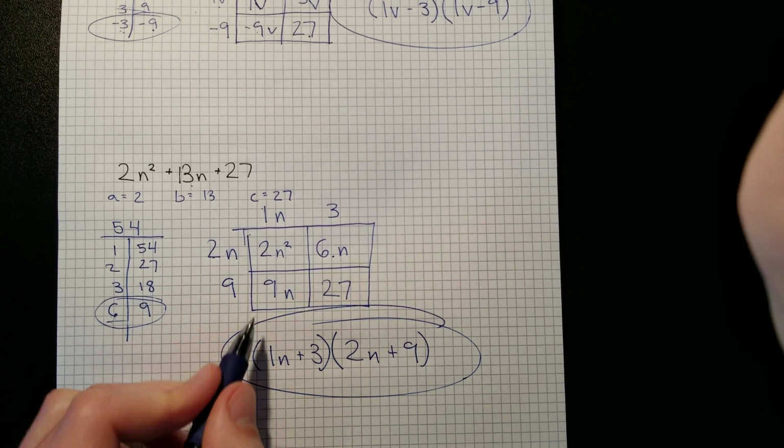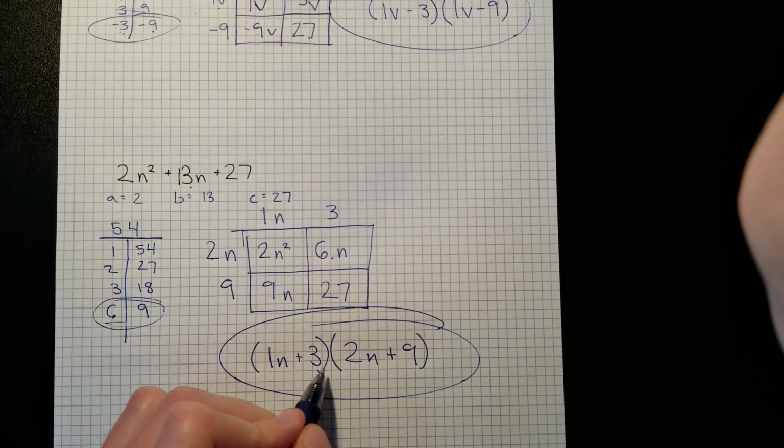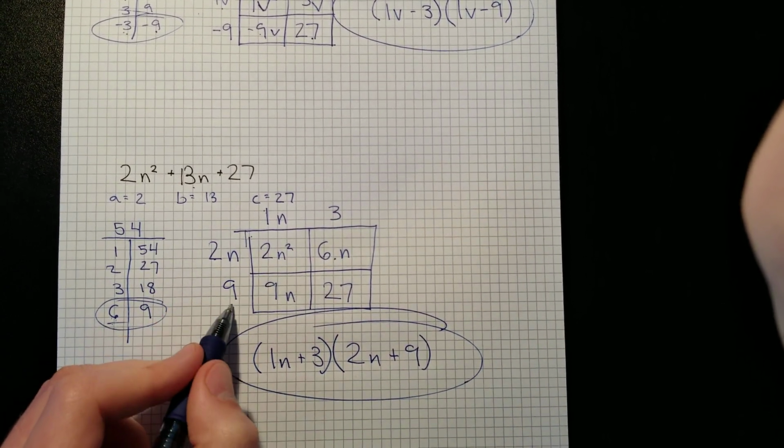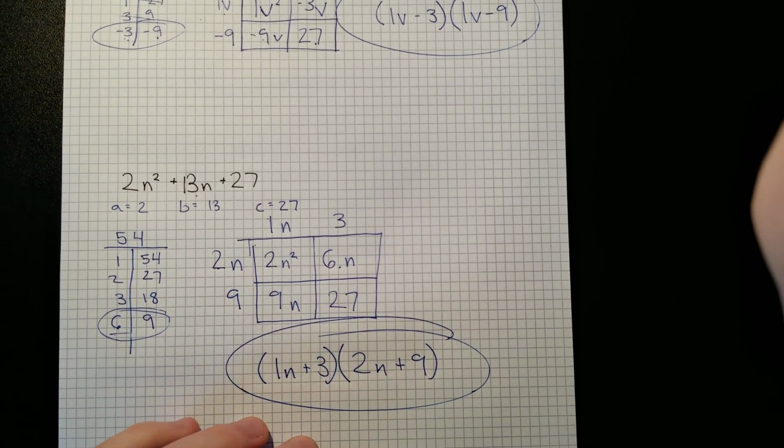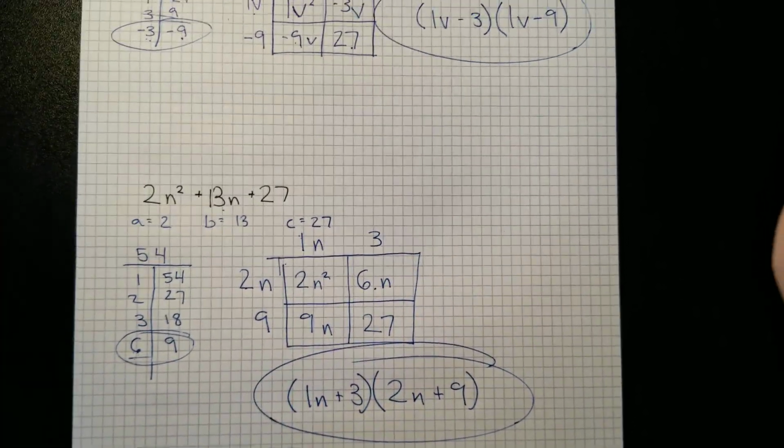That is going to be my answer, because that's the side. 1n plus 3, that's one side, and 2n and a positive 9, that's the other side. So that's what we got. All right, now we've got to rip that page off. Give me a second.